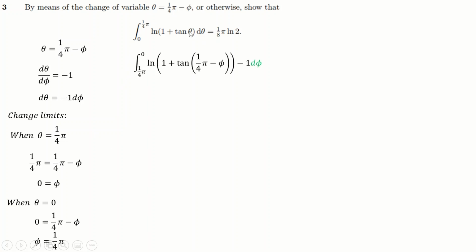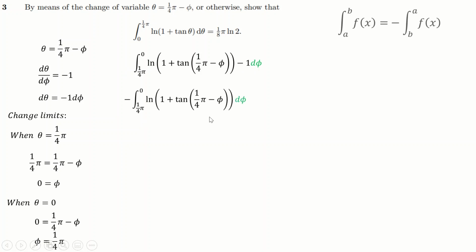And of course, now I replace the theta with this, and I also replace the d theta with minus 1 d phi. Now this minus 1 can obviously come to the front, and that's helpful because I have a rule for integration, which is the integral of f of x from a to b is the same as the negative integral of f of x from b to a. So I can swap these two over and get rid of that negative sign, just like so, which is great.